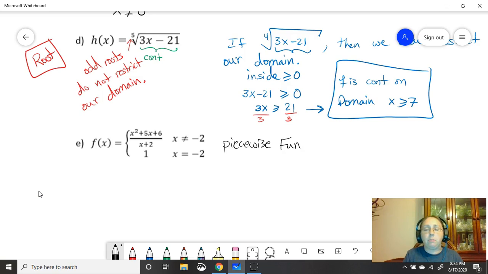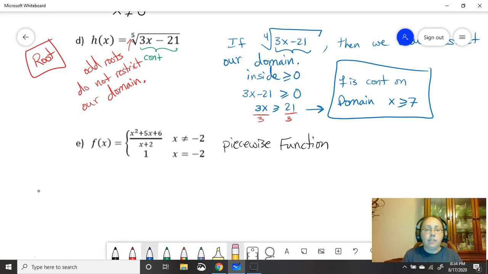Why is it called a piecewise function? Because there are two pieces to it. The first piece, the fraction, is the formula that you use if you plug in an x that's not -2, so anything except for -2. If you're plugging in -2, then you use the second piece of the function for that x value only. Okay? All right, so how do we deal with this?